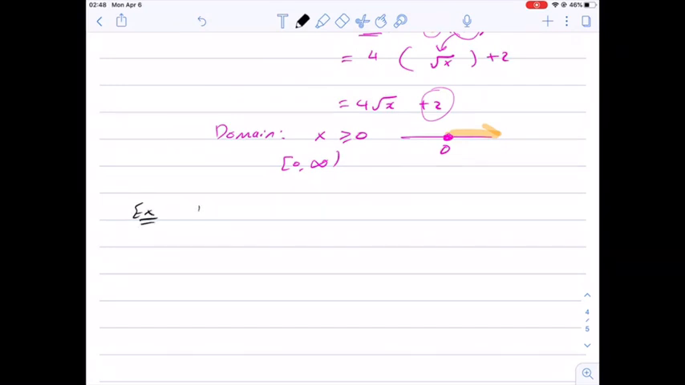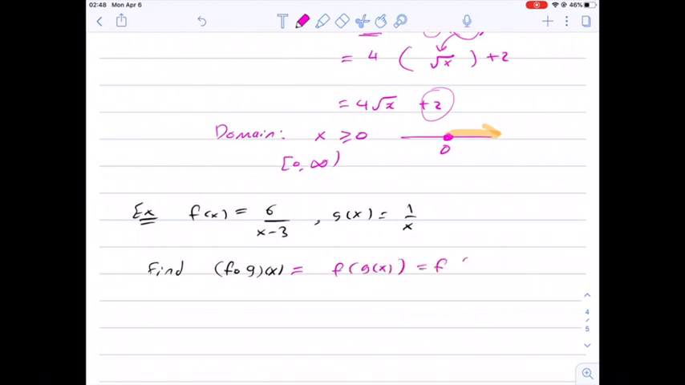Let's do another exercise. f of x equals 6 over x minus 3, and g of x equals 1 over x. Let's find f compose g of x. To find this, we write it as f of g of x. And this is f of what? What is g of x? g of x is 1 over x from here.